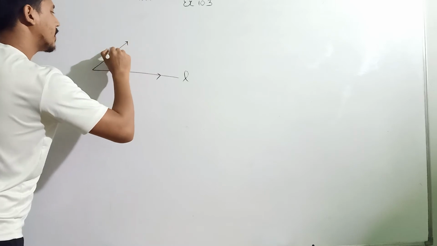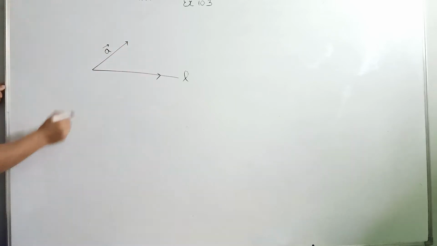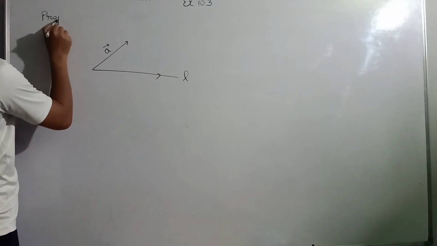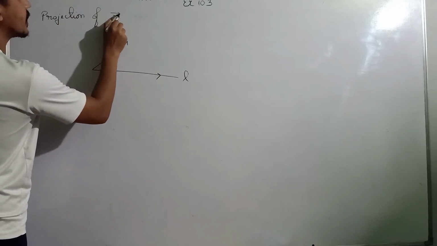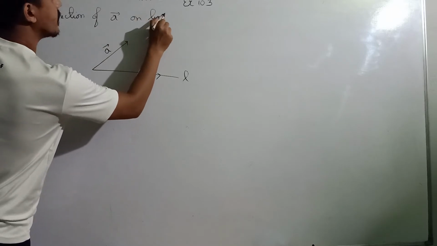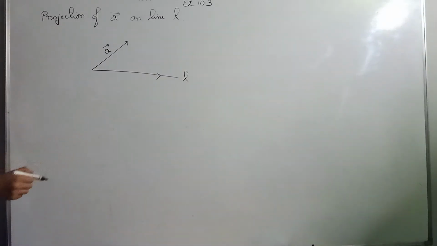This is your vector A, and you want to find out the projection of this vector A on line L. L is your directed line.